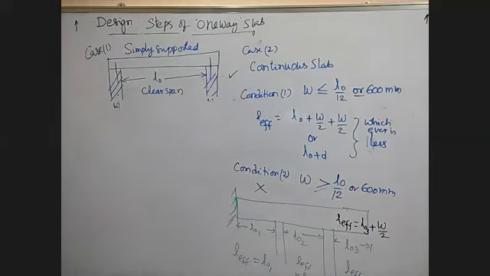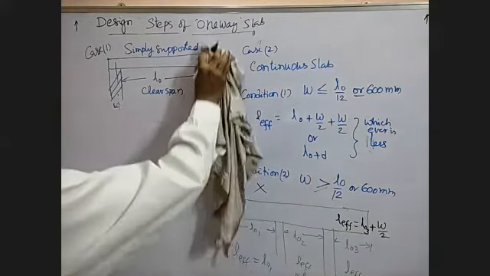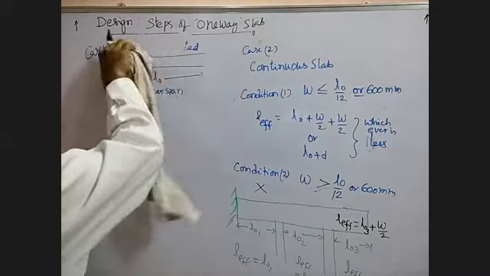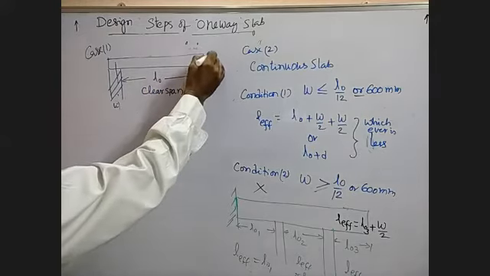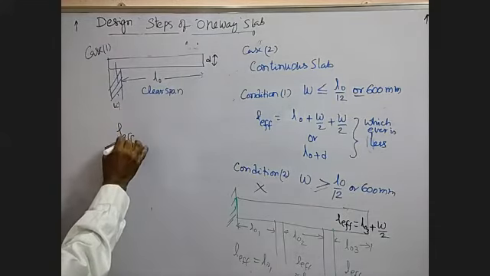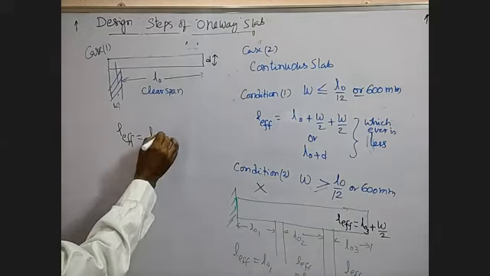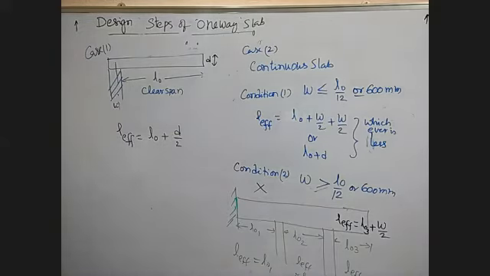Now coming to case 3 for effective span, you have a cantilever beam, not simply supported. Let us say this is L0 and this is D. L effective is equal to L0 plus D by 2. Okay, this is case 3.